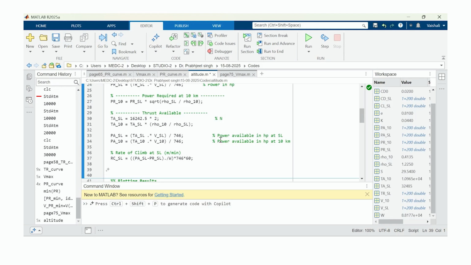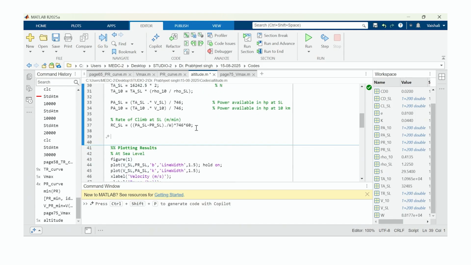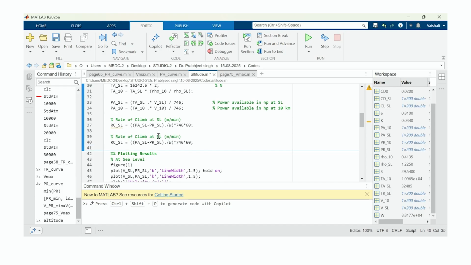Similarly, since we are already plotting at sea level, let us see the rate of climb at even 10 kilometers. So power available at 10, power required at 10. Finally multiply by 746, multiply by 60. I am saving this. Now let us go to the plotting of results.